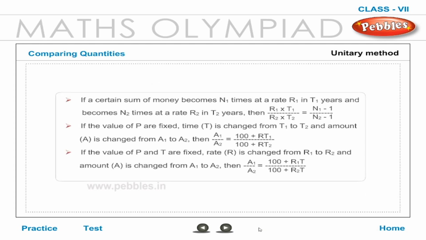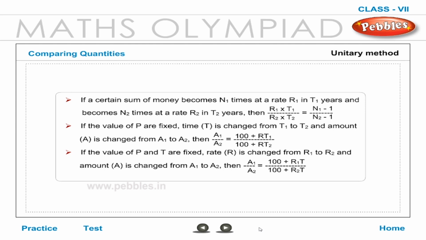If a certain sum of money becomes N1 times at a rate R1 in T1 years and becomes N2 times at a rate R2 in T2 years, then R1 into T1 divided by R2 into T2 is equal to (N1 minus 1) divided by (N2 minus 1).